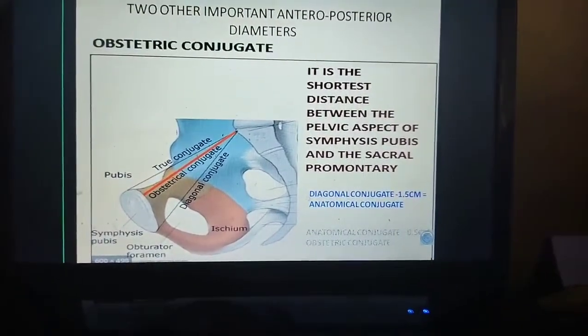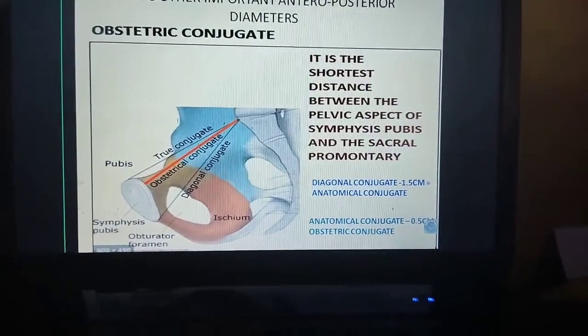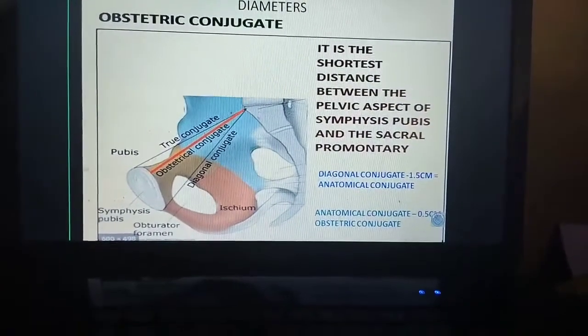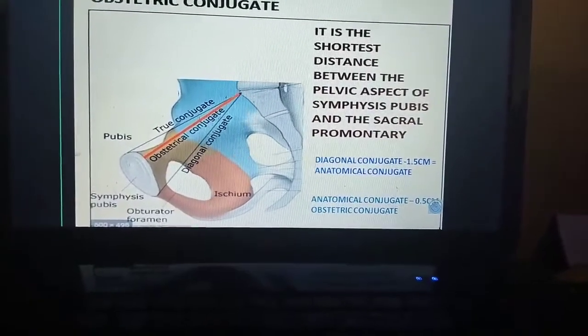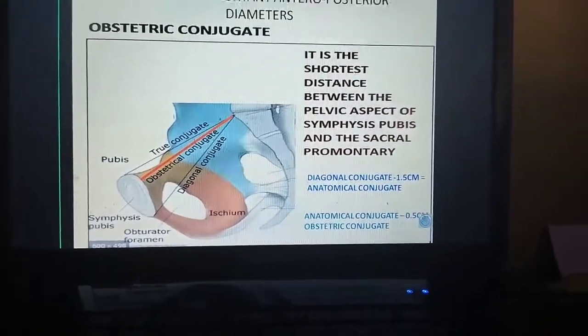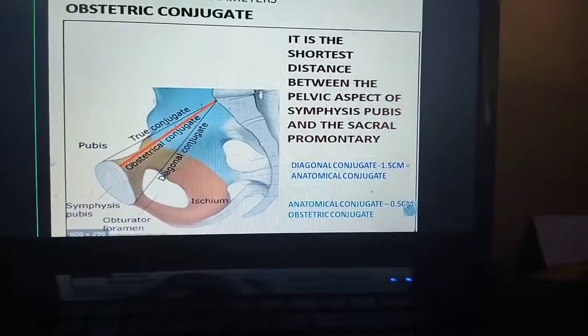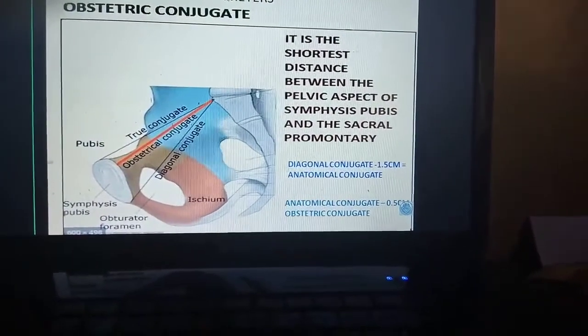Now, the obstetric conjugate is also important because it is the shortest distance between the pelvic aspect of the symphysis pubis and the sacral promontory. So the fetal head actually has to pass through this diameter. It has to negotiate through this diameter. So it is the shortest.